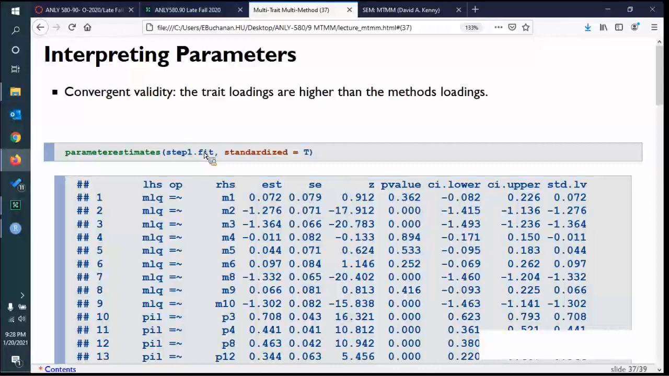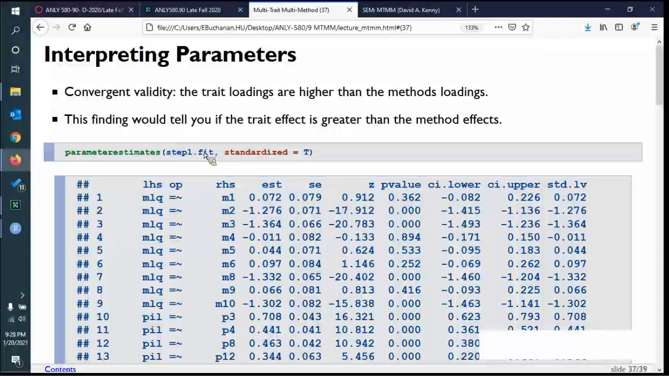So this is why using the completely standardized solution is the answer. And this effectively answers this question, is the trait effect bigger than the method effect? Which we haven't quite captured, right? So with convergent validity, what we want to know is are these methods both measuring our traits sort of equally well? They both measure the traits. Well, by having them in the model and the model being okay kind of implies that.